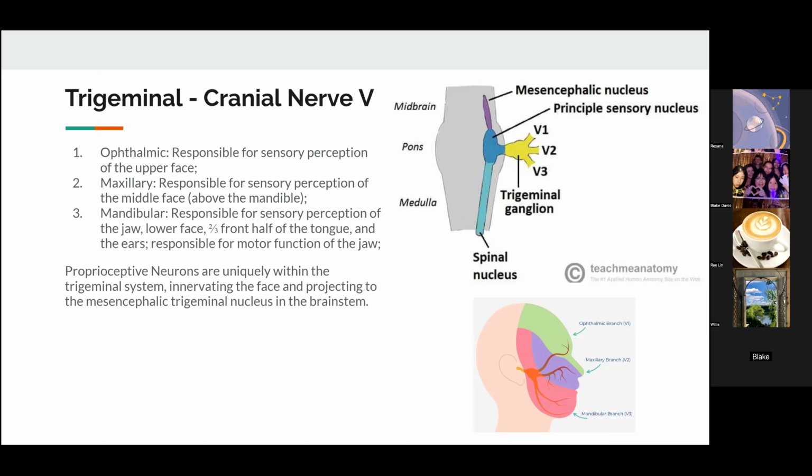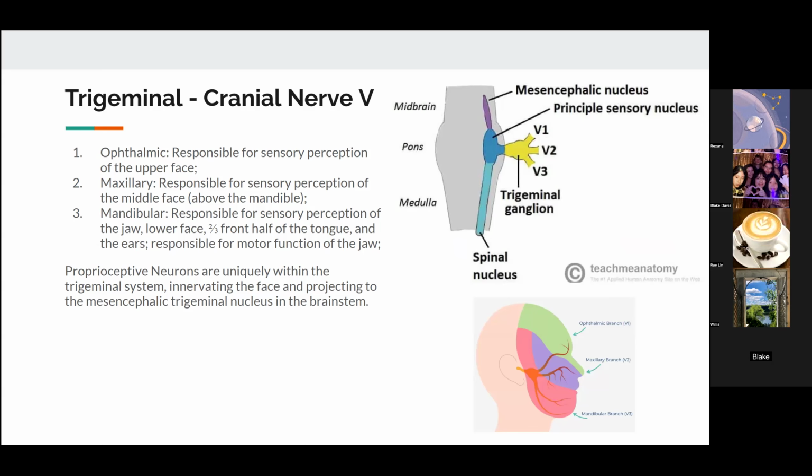Now, the maxillary branch is going to be responsible for the sensory perception of below the eyes, but above the upper jaw, or above the maxillary bone, which you guys will learn about in a different lesson once we go through all the chapters of brain facts. Now, the mandibular nerve is actually responsible for 2 major things. It's both responsible for sensory perception of the lower face and also 2/3 of the front half of the tongue. I don't know why it's specifically 2/3, but it seems to be a pattern that some of these nerves are responsible for 2/3 of something and not the other 1/3.